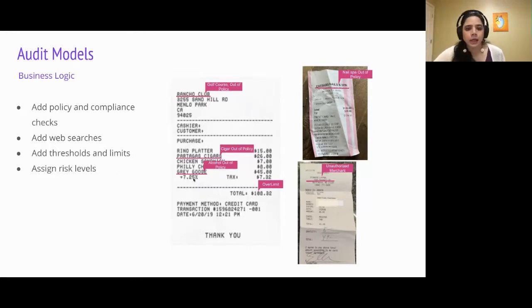Similarly, Grey Goose is alcohol. Here, I can also verify that Caesar's Nails and Spa is actually a spa. So I can call those out, and then the auditor can look at it and say, oh yeah, they are out of policy, they are not allowed, and I'm going to take action on that. So the auditor's job becomes much easier at this point because all this information is now bubbled up and presented.